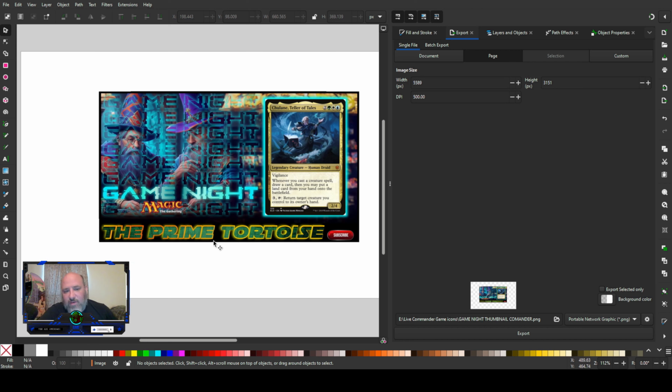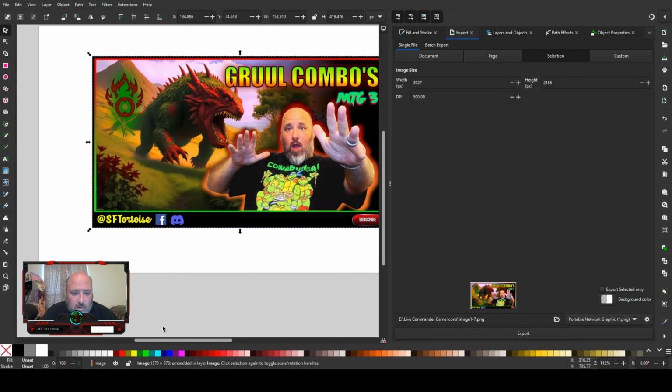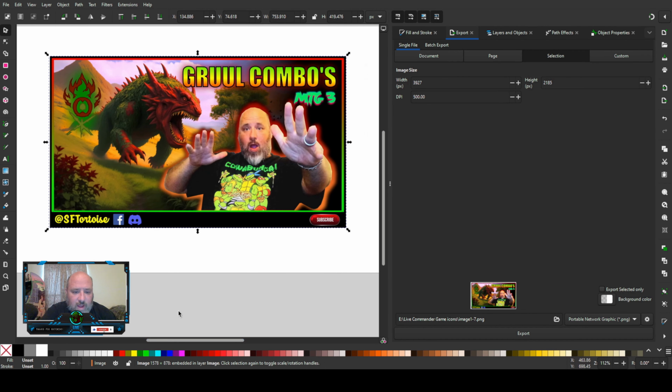So this is an interesting way to look at a thumbnail. This is my Gruul's combo thumbnail. You can see there's stuff happening on the left side and the right side, and the middle is kind of separate, but blended in by two different pictures. On the left side, we got the Gruul logo and some random AI generated beast, to give a flavor for the video. And on the right side, I went heavy on the subject matter, where it says Gruul Combos MTG, and there's a beautiful picture of me.